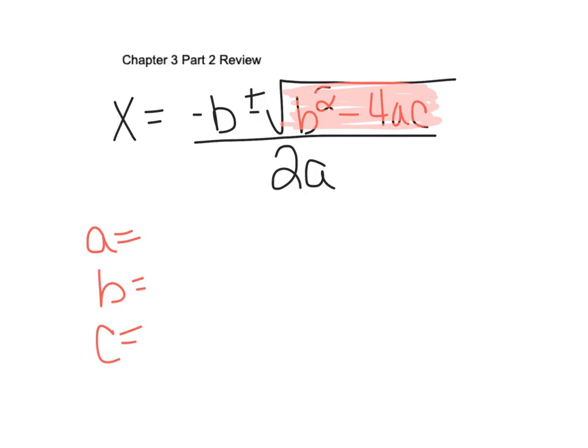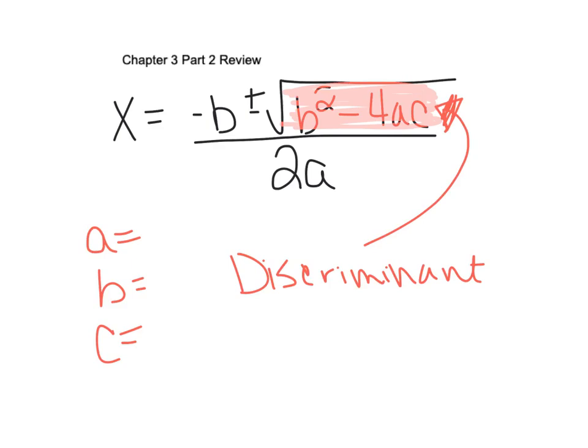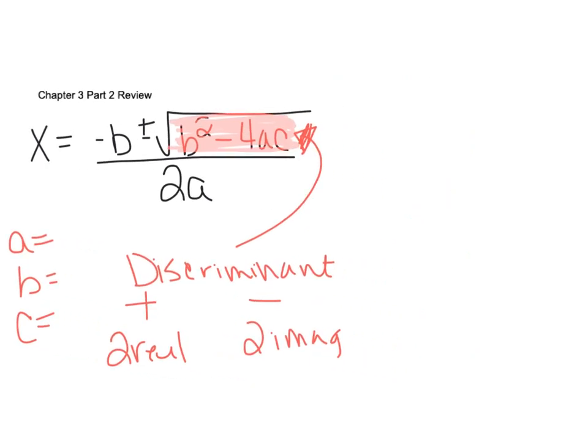And just to remember also, that's the discriminant. The value of that, if it is positive, that number underneath of the square root is positive, that means there are 2 real solutions. If it is negative, that means there are 2 imaginary solutions. And if it is 0, that means there is 1 real solution.